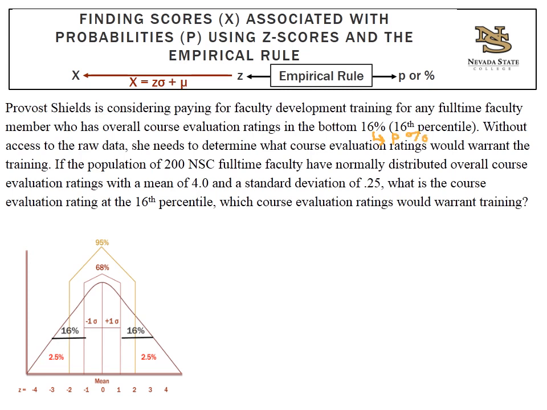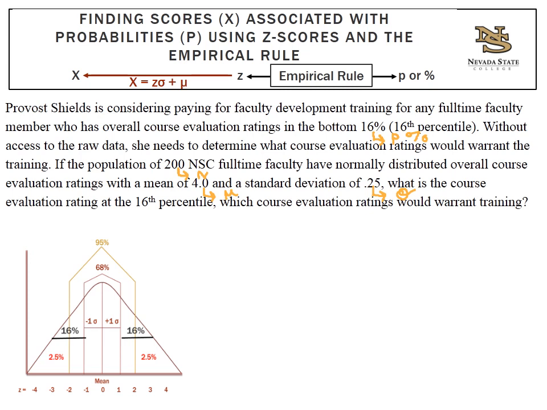Without access to the raw data, she needs to determine what course evaluation ratings would warrant the training. If the population of, uppercase N, 200 NSC full-time faculty have normally distributed overall course evaluation ratings, the mean of 4, there's your population mean, and a standard deviation of 0.25. What is the course evaluation rating at the 16th percentile? Which course evaluation ratings would warrant training?